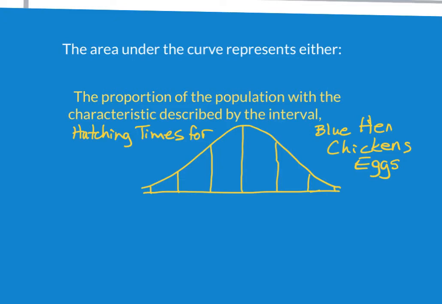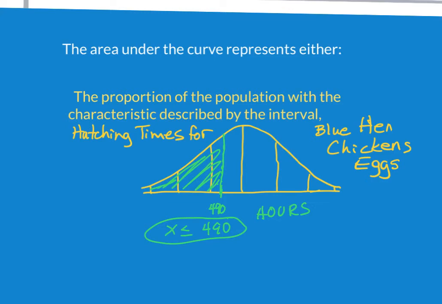So let's say for some reason we are interested in knowing how many of the chickens hatch before 490 hours. That's 490 hours have elapsed. How many of the eggs hatch before that time? So we want an x less than or equal to 490. And this area under the curve would represent the proportion of the population of eggs that hatch sooner than or equal to 490 hours.